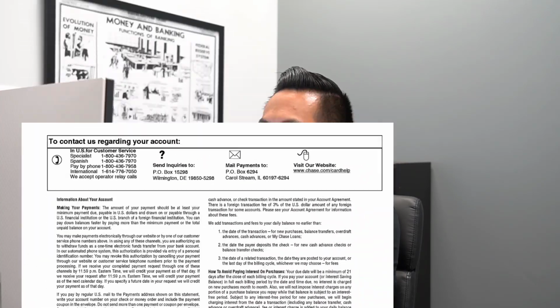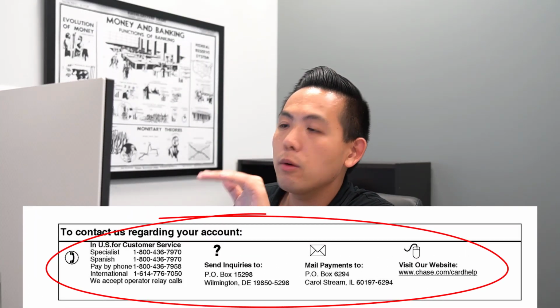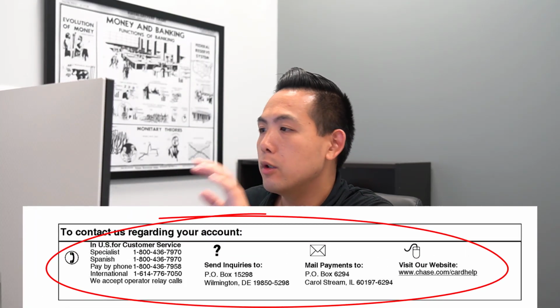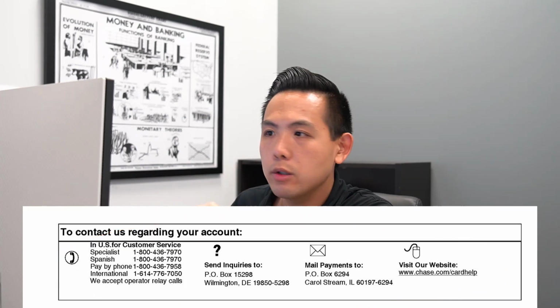There should be a section on the credit card statement which explains how much the interest is calculated on each of your credit card bills. Lastly, right here, we're going to see contact information. Credit card issuers and banks will give you a phone number, address, and website to reach out if there are any questions or concerns regarding your credit card bill.